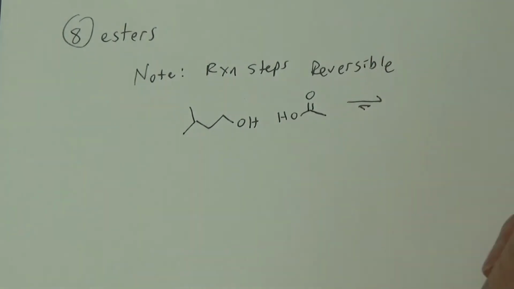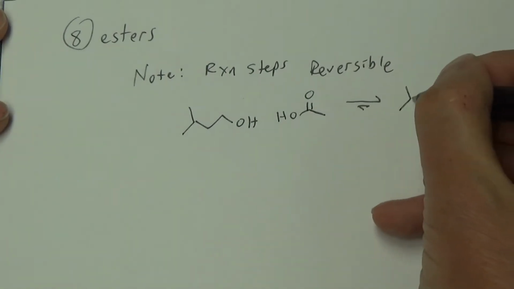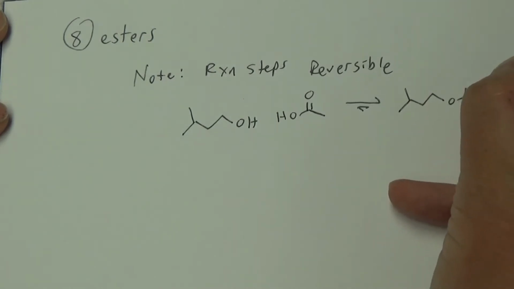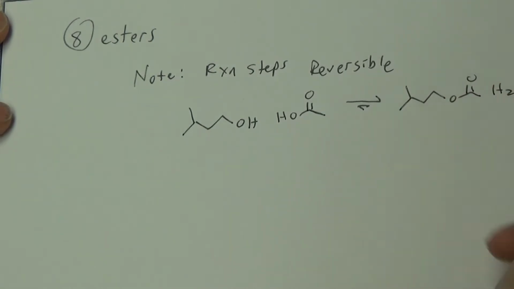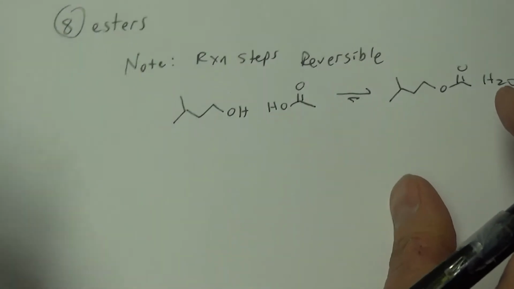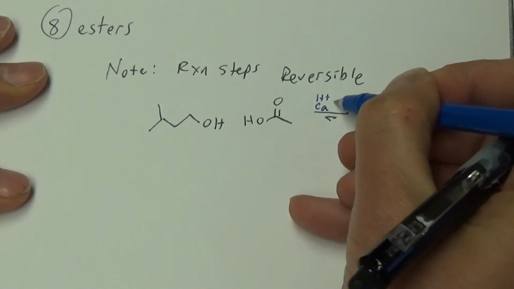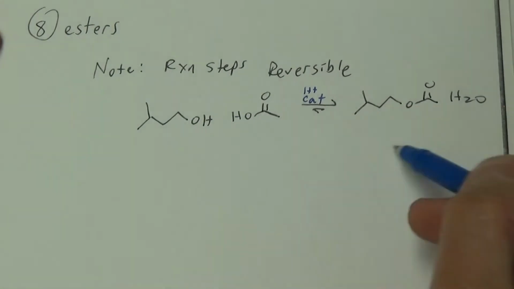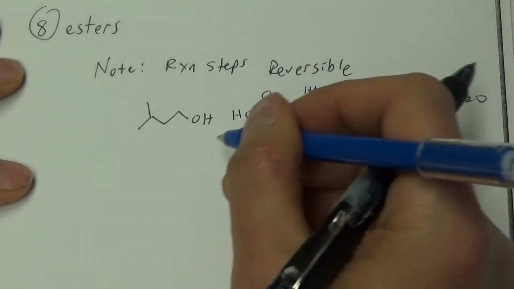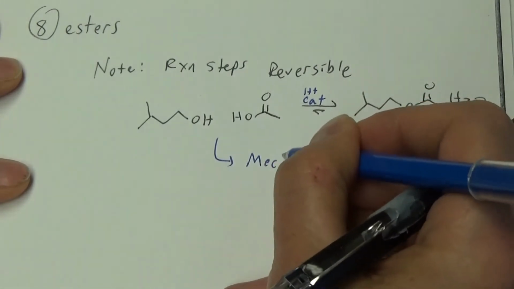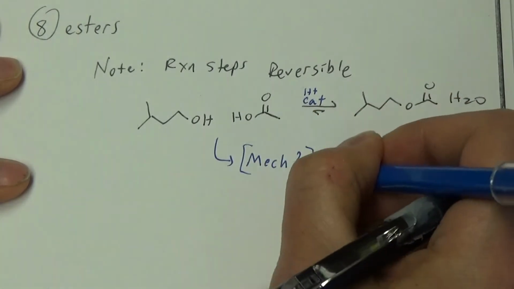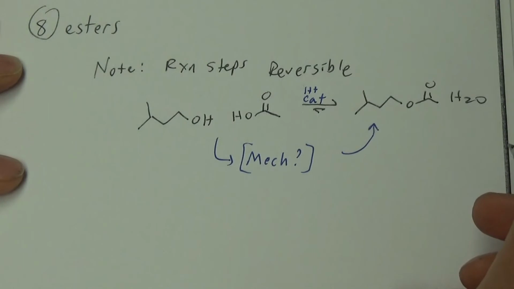I want to make an ester with water as a byproduct, right? That's the Fischer esterification, and we need a little bit of acid there, H plus cat. Okay, we know the mechanism, we just did it, right? So I'm not going to do it again, but I'll just say, you know that. We just did it last page.